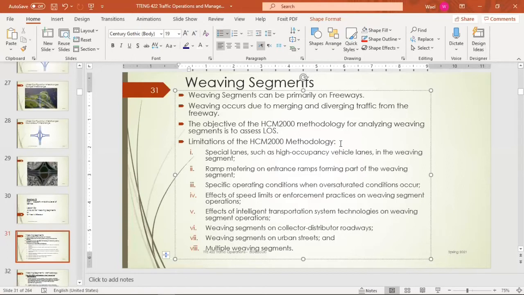Ramp metering. Special operating conditions when oversaturated conditions occur. Effect of speed limit or enforcement practice.